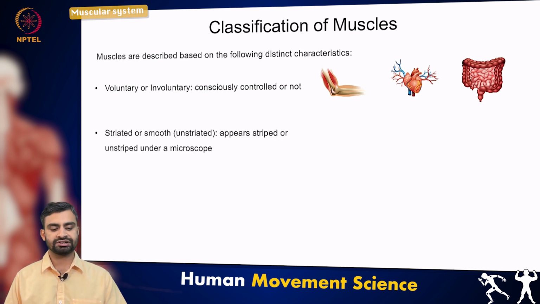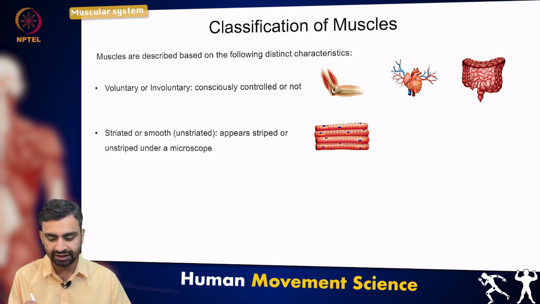The next classification of the muscle is based upon whether they are striated or smooth, also known as unstriated. So how do you define whether a muscle is striated or unstriated, or smooth muscle? When we look at the muscle tissue under a microscope, we see whether there are stripes present or not. For example, in skeletal muscles, we can clearly see the striped nature of the muscle tissue as shown in the image.